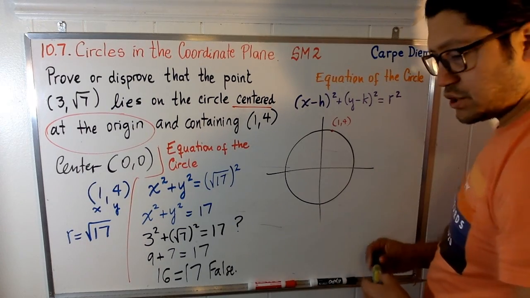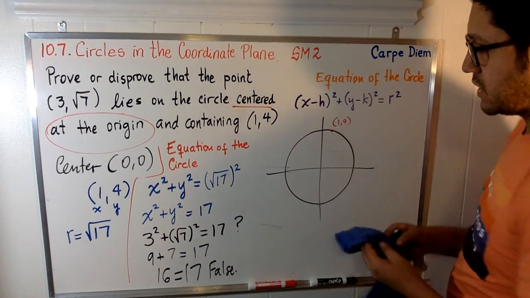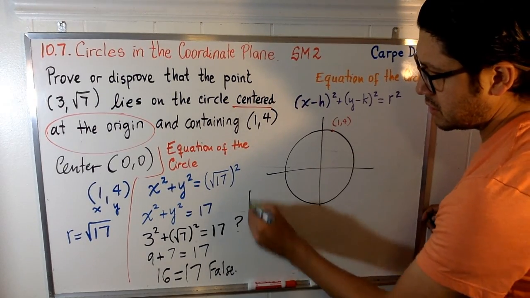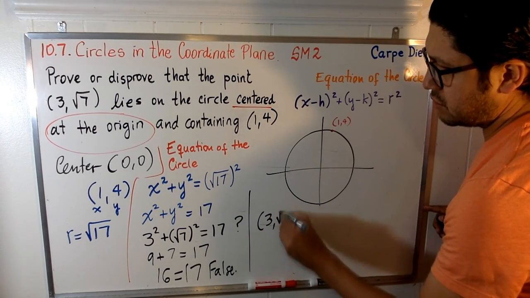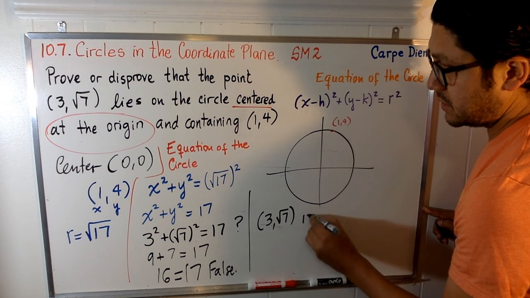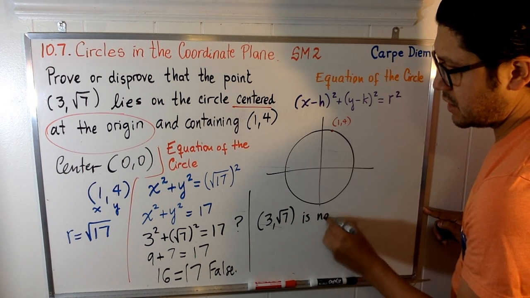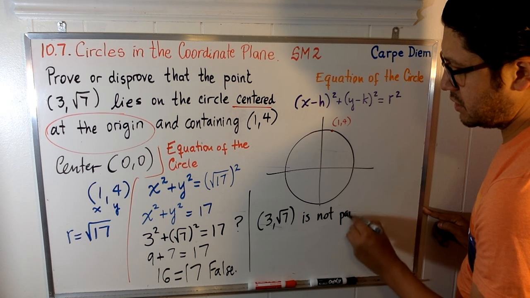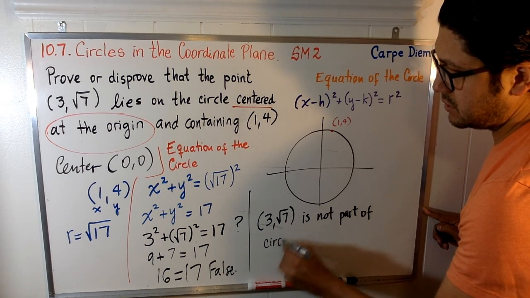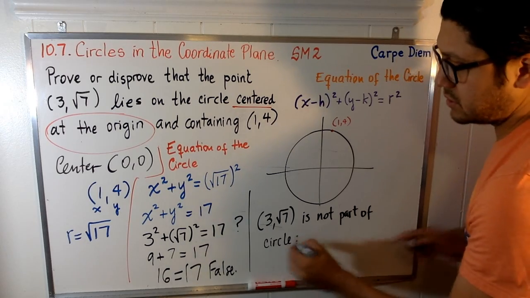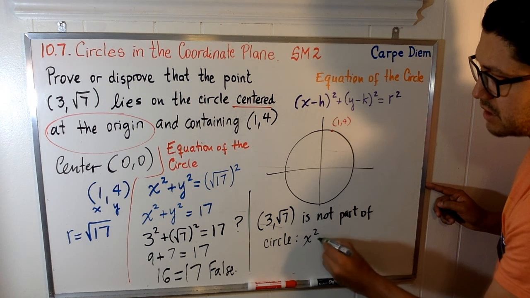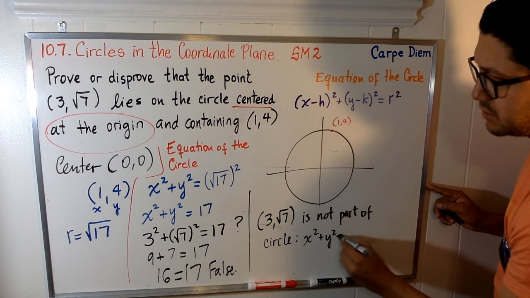So the conclusion in this case will be something like this, that the point (3, root 7) is not part of the circle. What circle? This circle. You know, we can express the circle in terms of its equation.